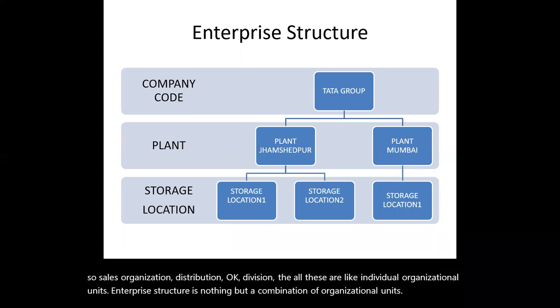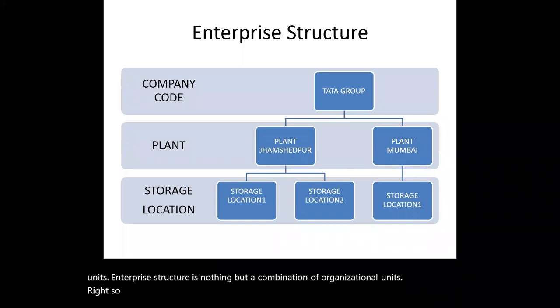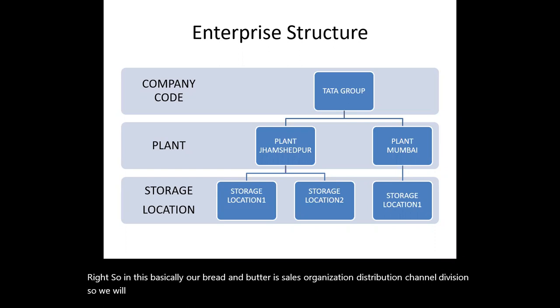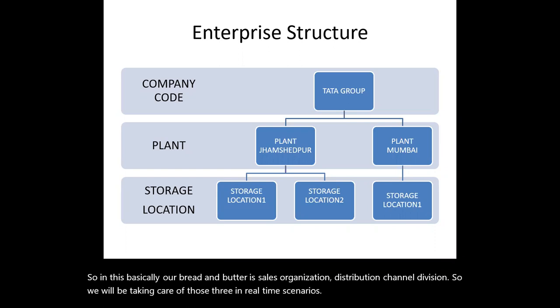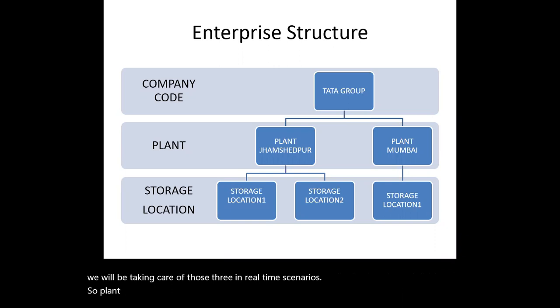In this, basically, our bread and butter is sales organization, distribution channel, and division. So we'll be taking care of those three in real-time scenarios. The plant and storage location, and the company code, will be taken care of by FICO.